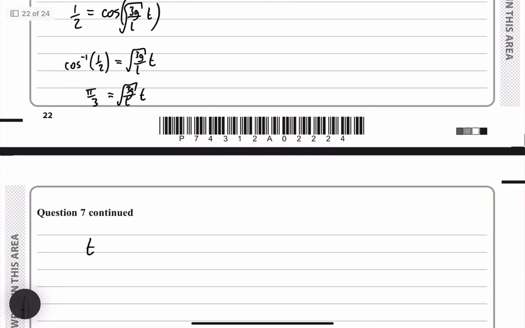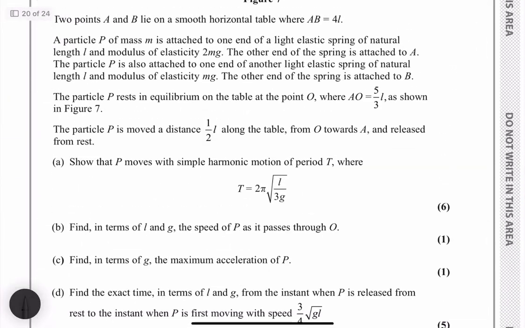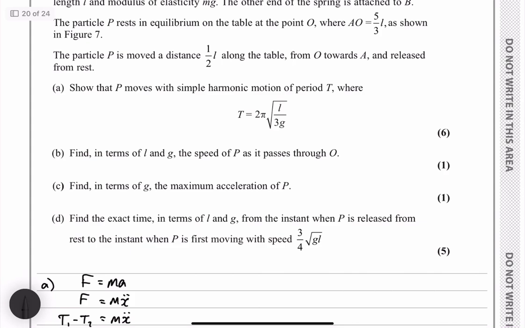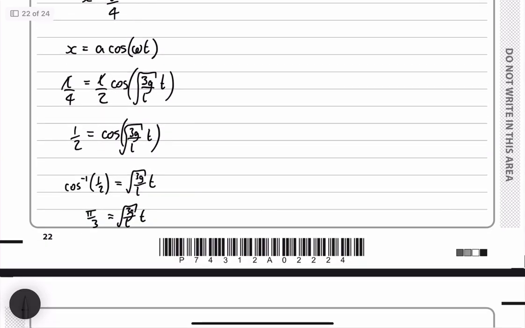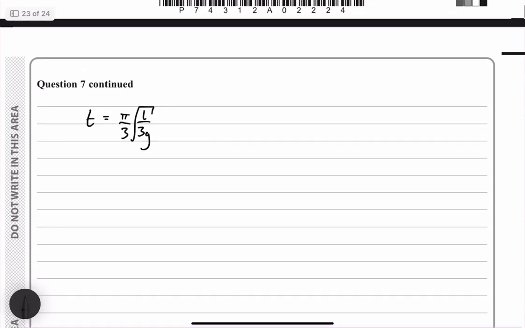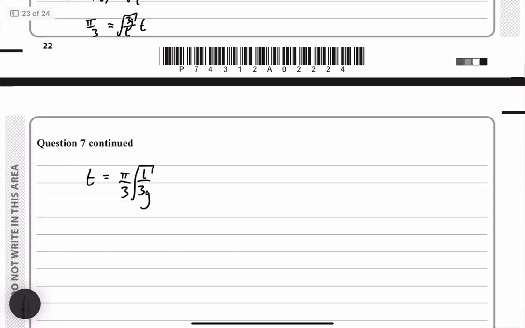Therefore, t is equal to pi/3 root L over 3g, which is not a very nice answer for t. What did it say in the question? In terms of L and g. Yep, okay, that makes me feel a little bit happier. So that looks like our final answer for the final part of the final question for this M3 paper. So I hope that has been of some help to go through for you.